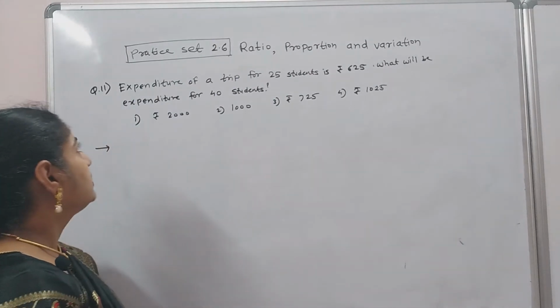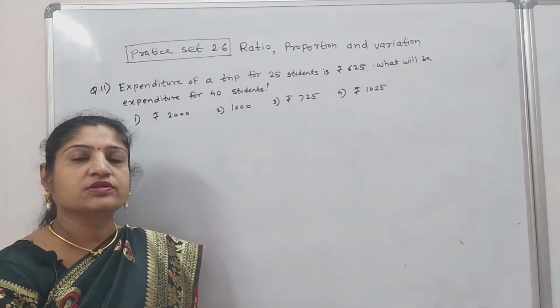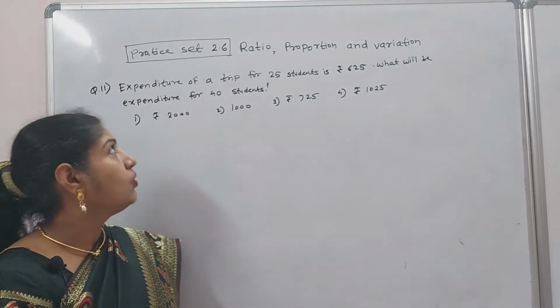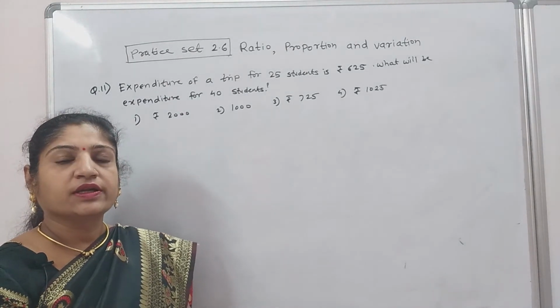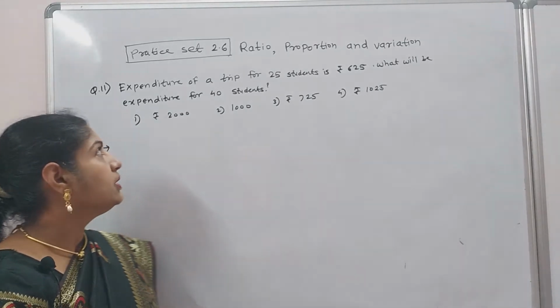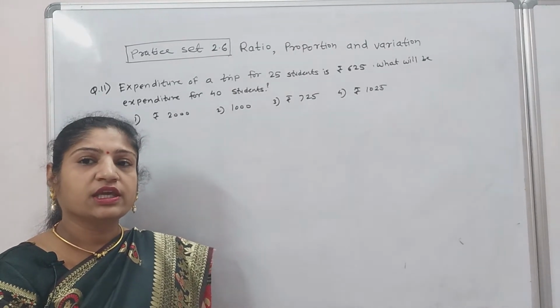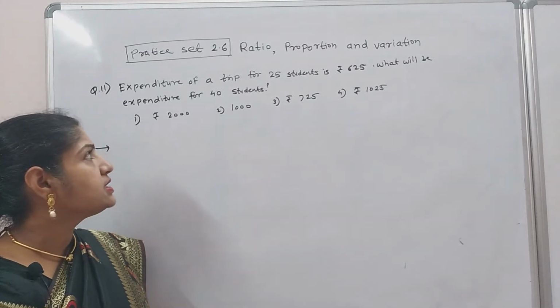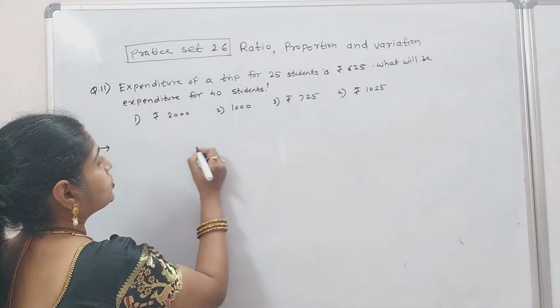Next, the expenditure of a tree for 25 students is 625. What will be the expenditure for 40 students? This is the example of the direct variation. If the number of students increases, the expenditure also increases. If the number of students decreases, the expenditure also decreases. So I take the ratios.